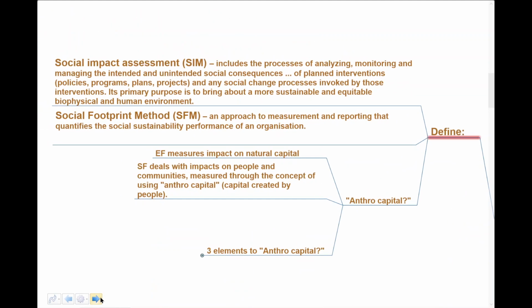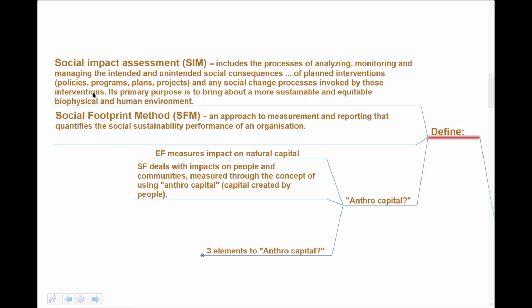So let's define a few terms. First area for us is social impact assessment. Now, quite a mouthful, my apologies, but I thought I'd include the whole lot and run through it with you. So when we think about organizations and their impact upon society and social issues, what does that mean? Well, it means analyzing, monitoring, and managing the intended and unintended social consequences of planned interventions and any social change processes invoked by those interventions.